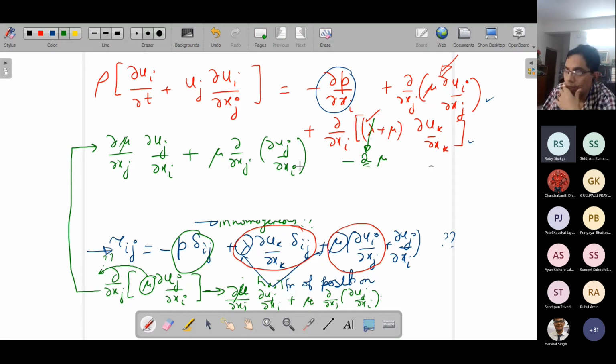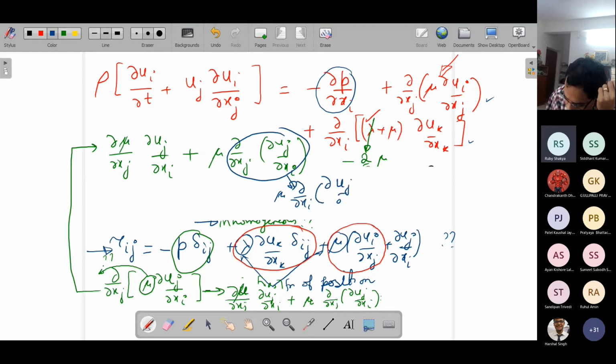Now we can use the continuity of the second derivative, that is independent of homogeneous or not. So we can just swap this and write mu. So this is as good as, so this is the mu term, mu related term.